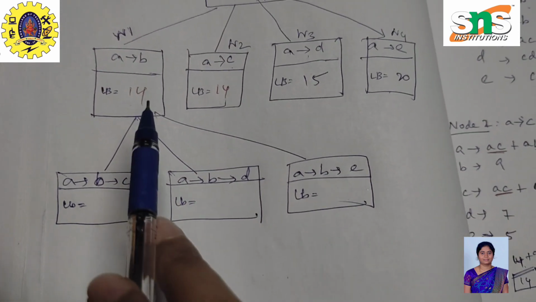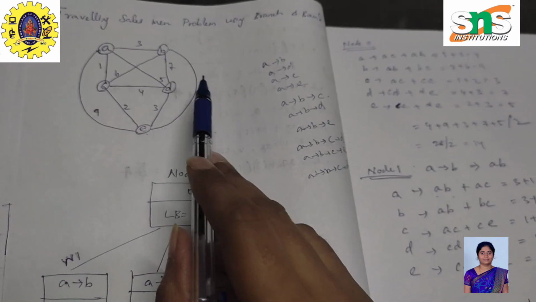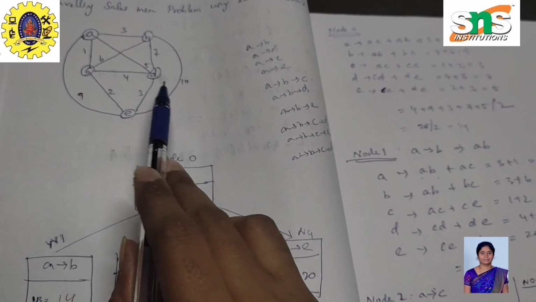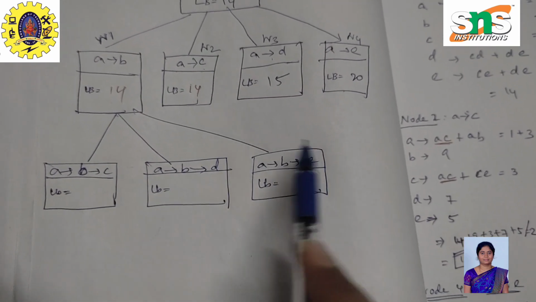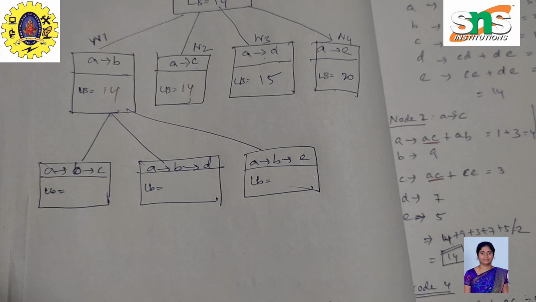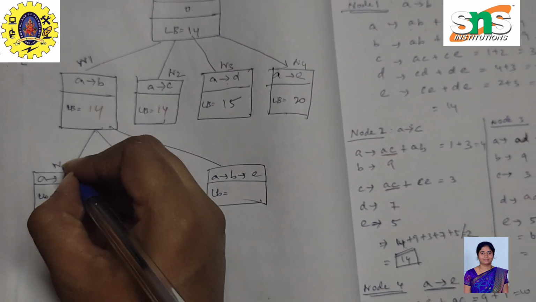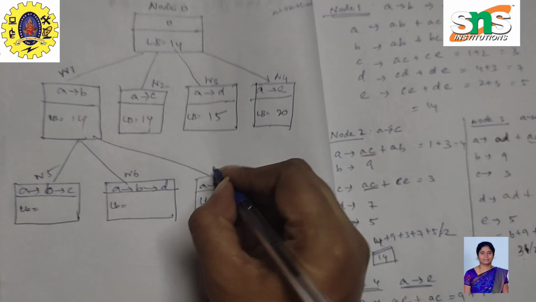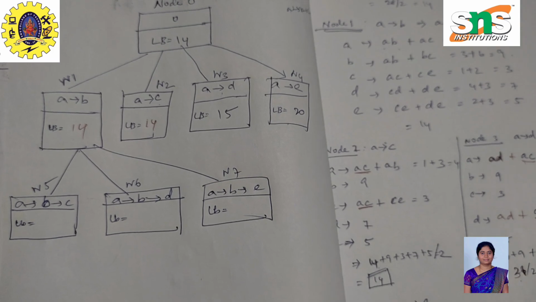So I am expanding from A. From A, I can visit B. From B, the adjacent nodes are C, D and E. So that is extended here, C, D and E. For these, we are going to calculate the values. So this is node 5, node 6 and node 7. I am showing how to calculate node 5.